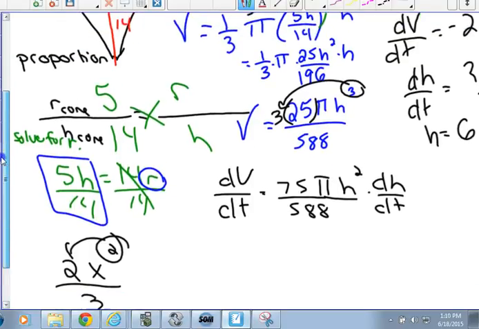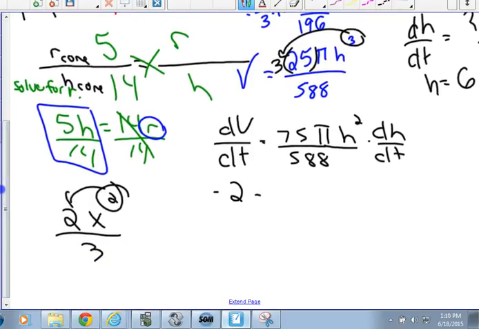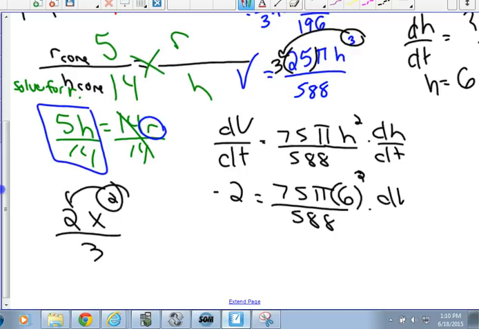So we have negative 2. Okay, so after you take the derivative, then you start plugging in all the stuff. Yep, plug in all the stuff. Okay. 588. Alright, your 6 squared, which is good, 36. You want to do that one graph, we can.